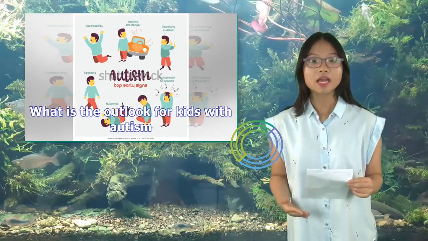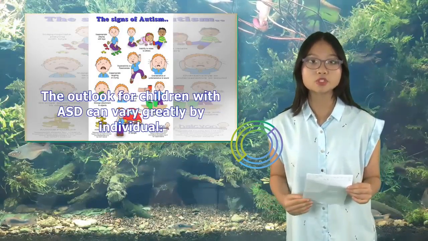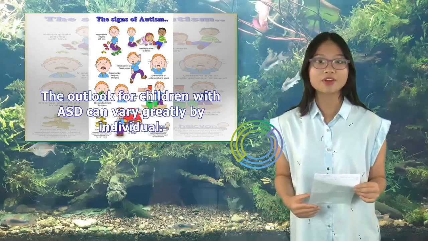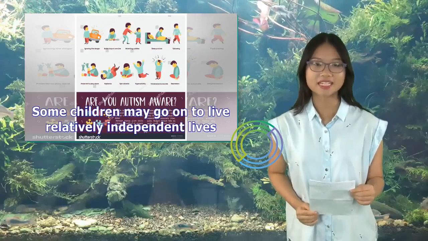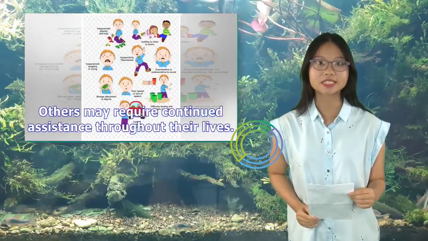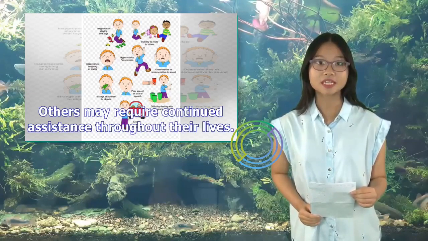What is the outlook for kids with autism? The outlook for children with ASD can vary greatly by individual. Some children may go on to live relatively independent lives. Others may require continued assistance throughout their lives.